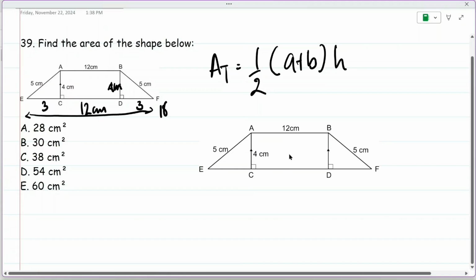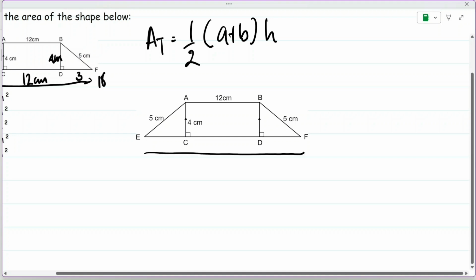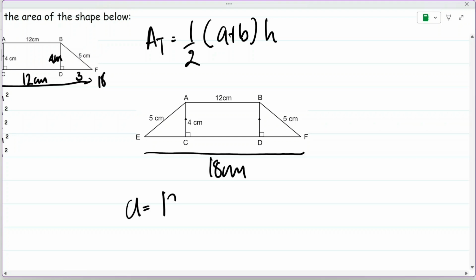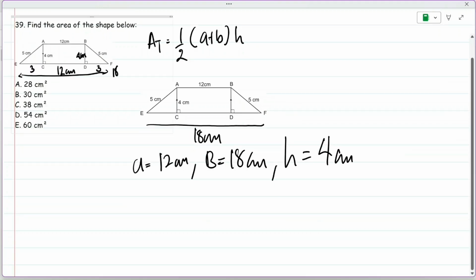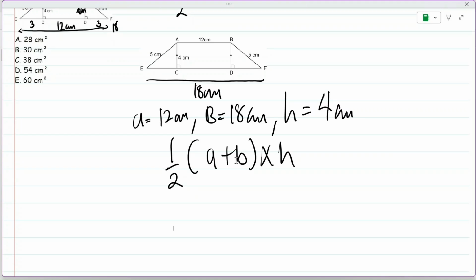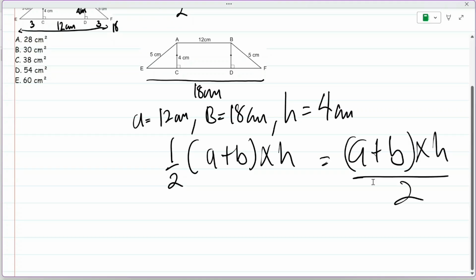Let's place the same diagram here so we can have a better understanding. We now know the distance from this point to this point is 18 centimeters. We know A is 12 centimeters, B is 18 centimeters, H, which is the height, is 4 centimeters. We apply the formula for finding the area of a trapezium, which is half open bracket A plus B close bracket times H. We can also say A plus B in bracket times H over 2, whichever formula you prefer.